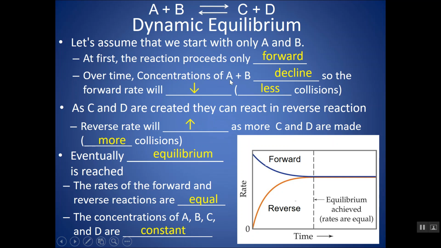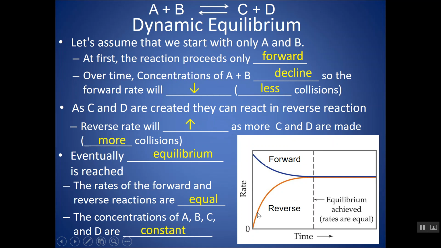And remember, at that point, my concentrations of A and B, my reactants, and my concentrations of C and D, my products, should remain constant. They don't have to be equal. I don't have to have the same amount of reactant and product. I might have more reactant, I might have more product, but they have to be staying the same over time.